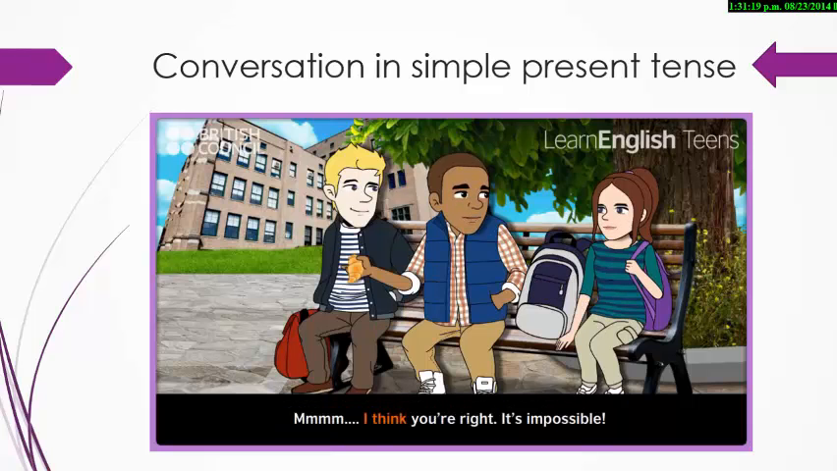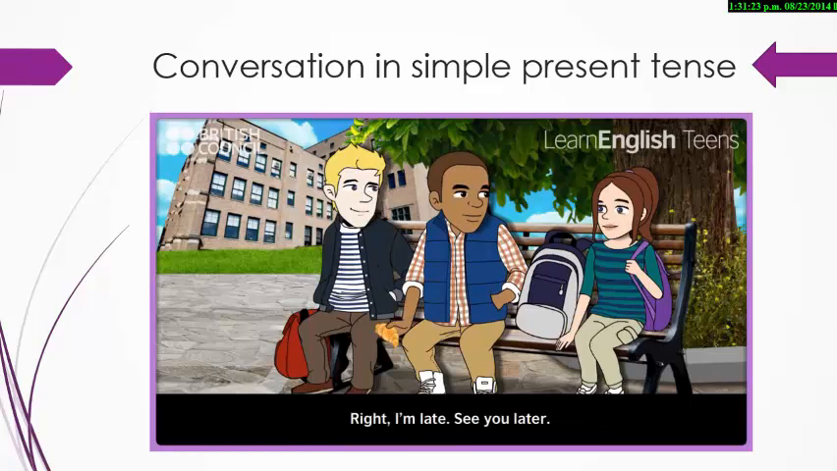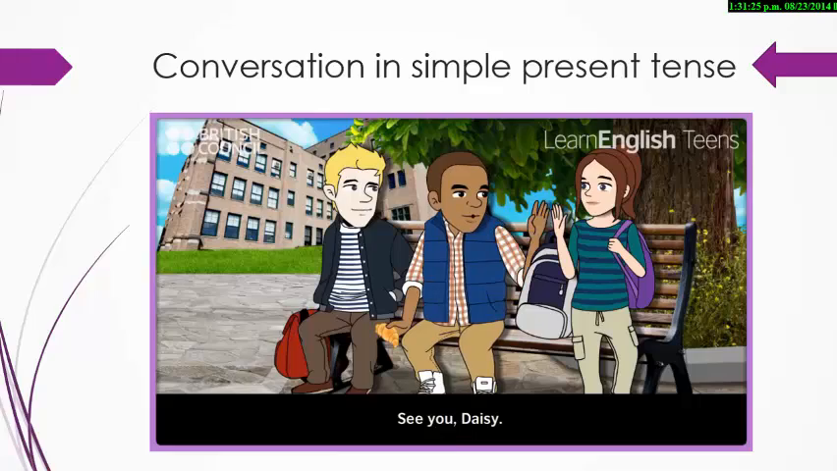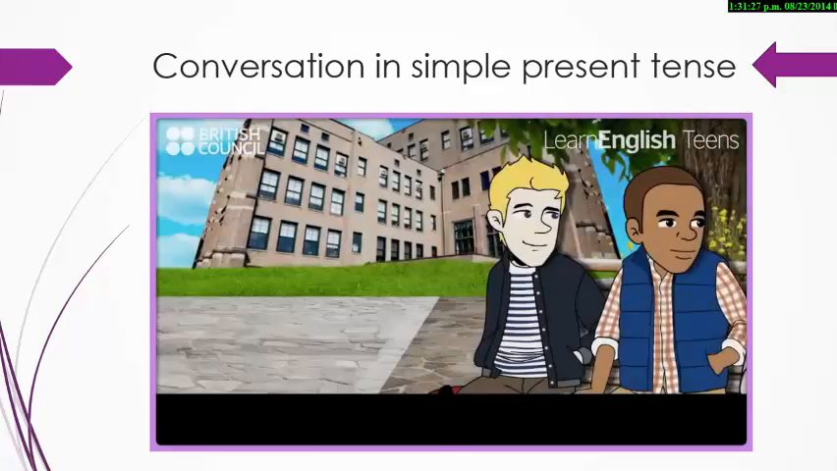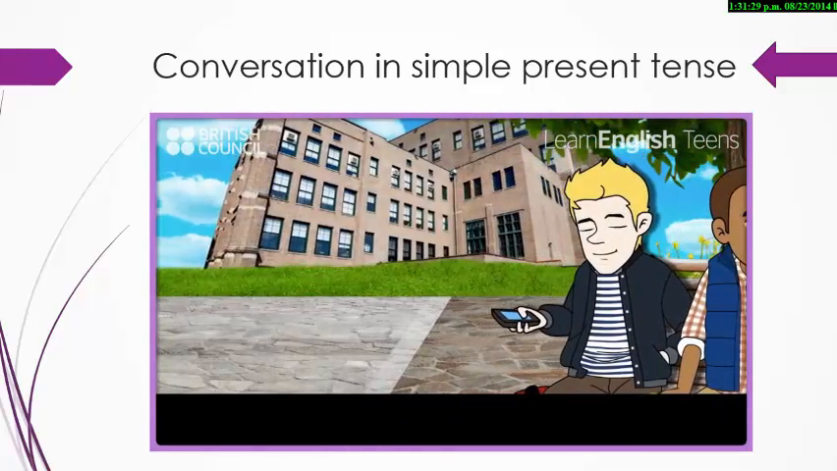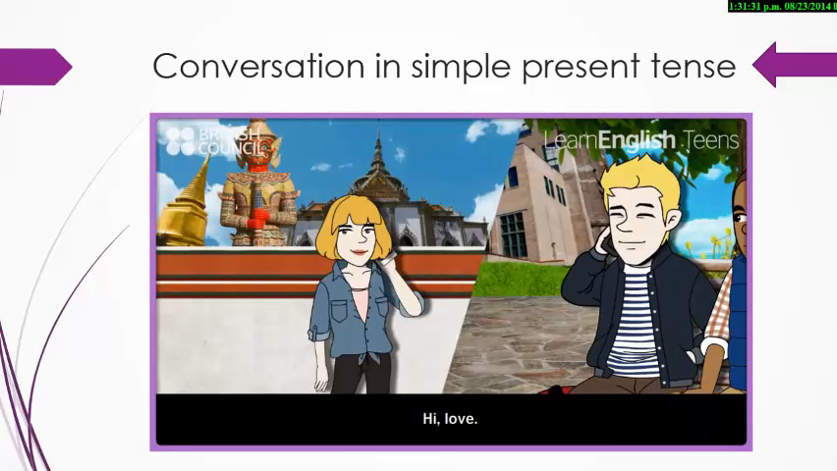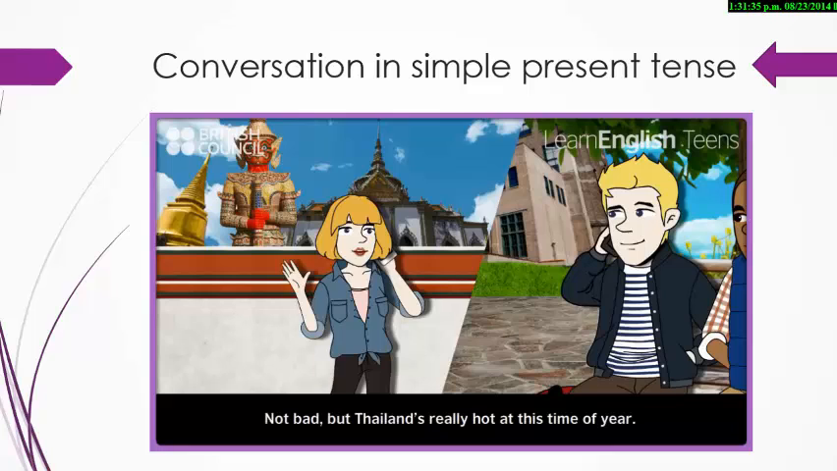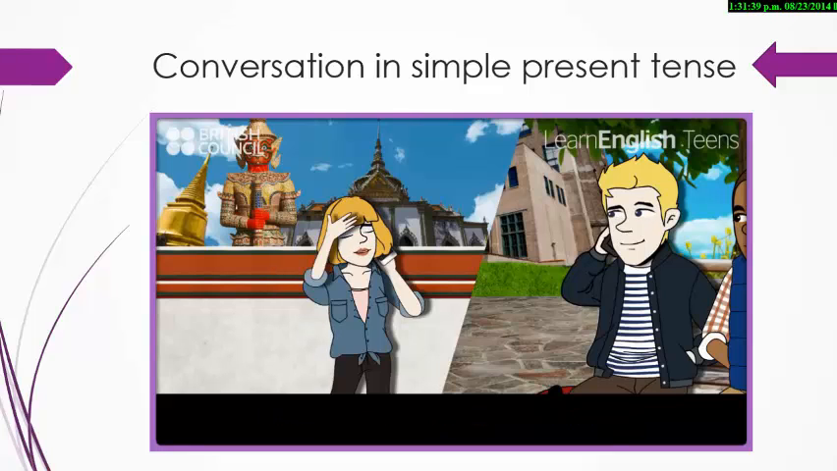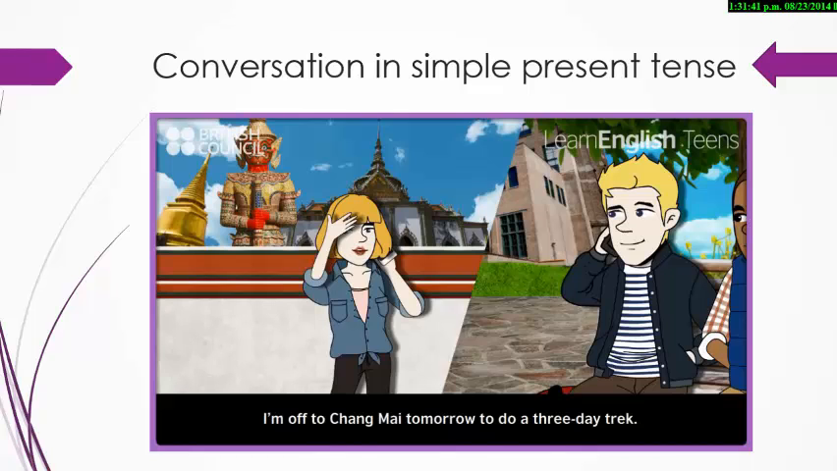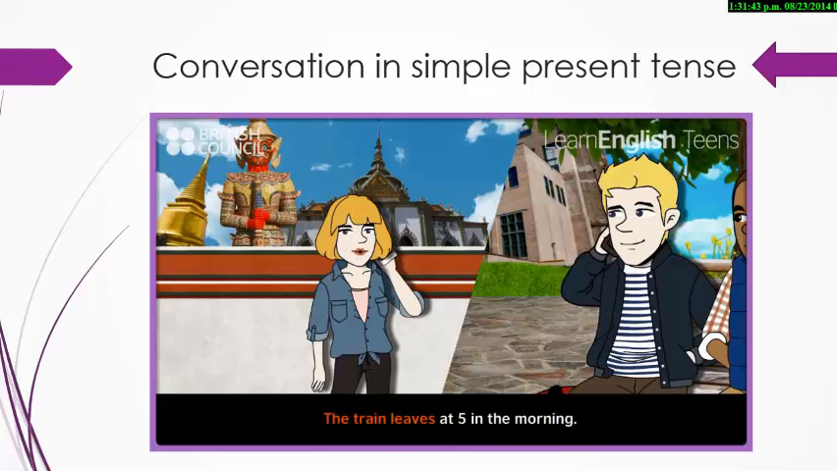I think you're right. It's impossible. Right, I'm late. See you later. See you, Daisy. Hi, love. All right, Mum. Yeah, I'm fine. Good trip. Not bad, but Thailand's really hot at this time of year. I'm off to Chiang Mai tomorrow to do a 3-day trek. The train leaves at 5 in the morning. How's Daisy? Is she with you?